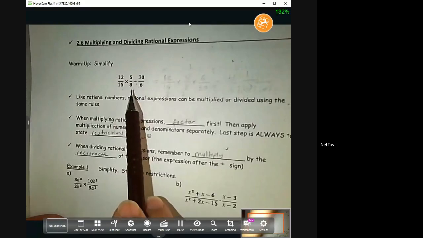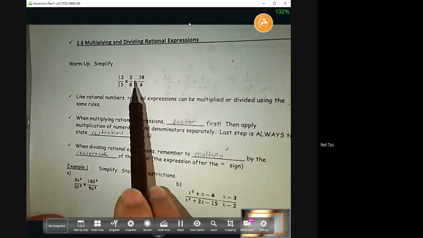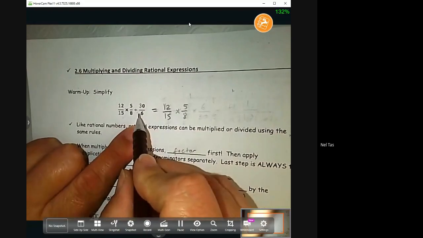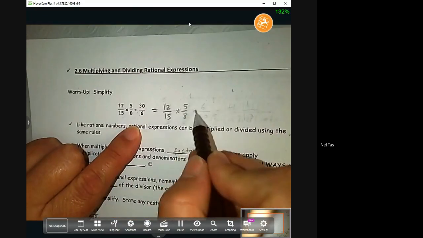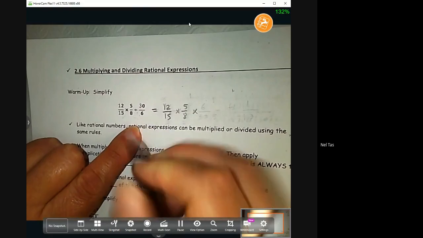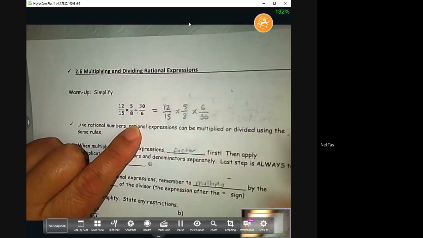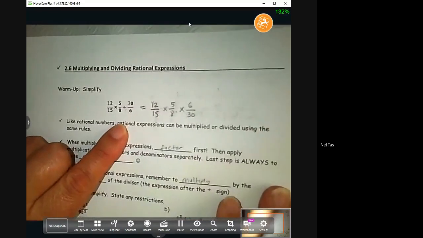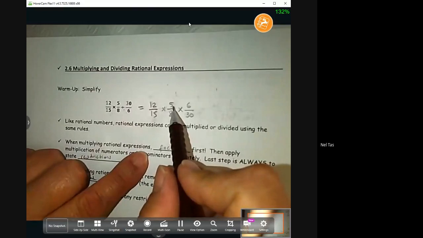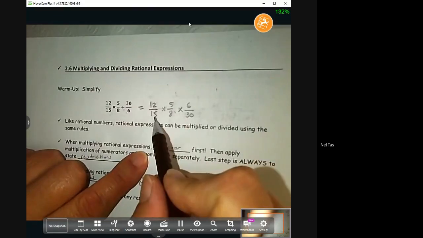Before you simplify anything, you should get rid of the division. Okay, so 12 over 15 times 5 over 8. Now, when you're converting division to multiplication, you just flip the fraction, or you take the reciprocal of that fraction. So you get 6 over 30. Now you start simplifying the numbers. So you take one number from the numerator and simplify it with a number that is in the denominator.